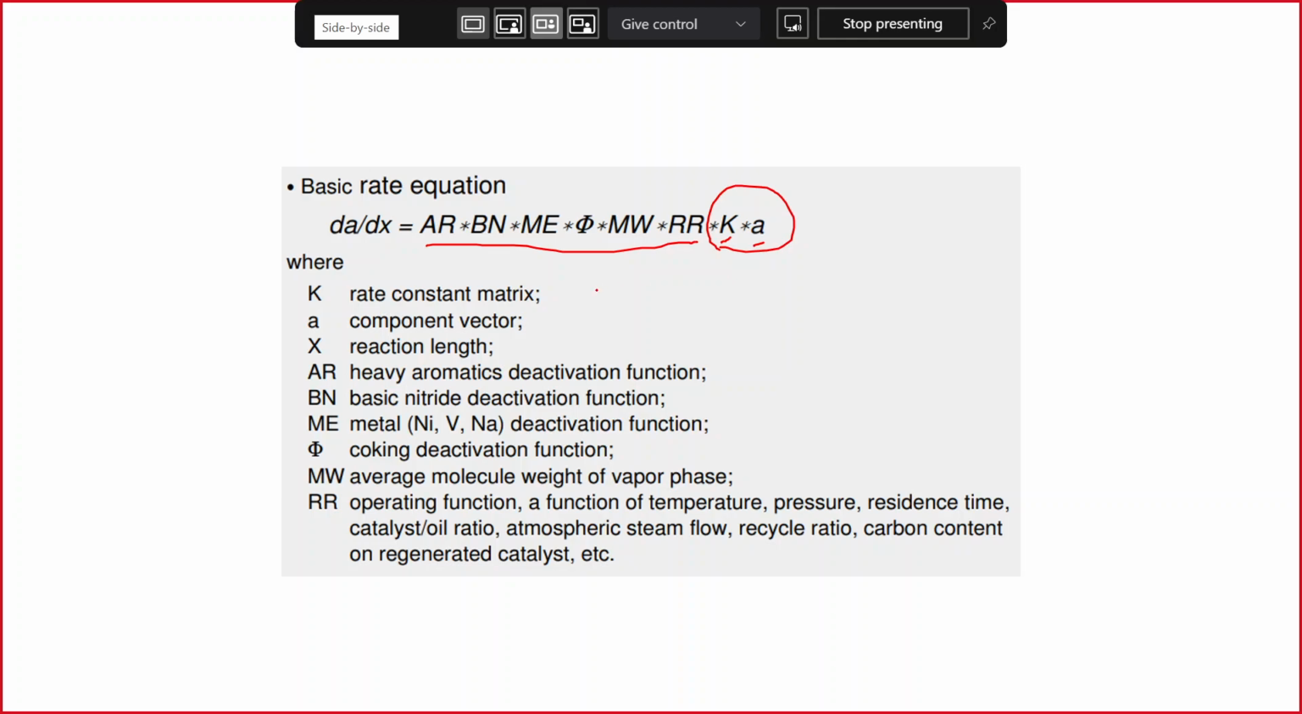For example, the activation function for heavy aromatic, activation functions because of these impurities, because of the metals impurities, the coking, and so on and so forth. So you can make these equations as fancy as you want to see, but the bottom line is that this is a simple first order reaction. Yeah, first order reaction.